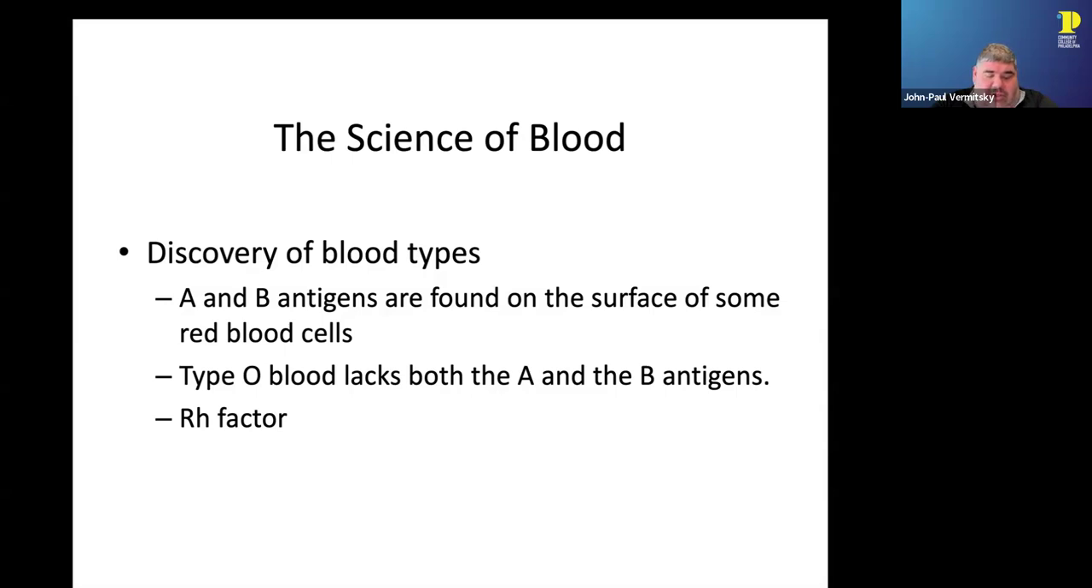There's another factor that we actually look at, or another antigen, and that is what we call the Rh factor. And you either have it or you don't. If you have it, it will be designated by a positive sign next to your blood type. So like A positive. If you don't have it, it would be represented by a negative by the blood type. So for example, AB negative or O negative.